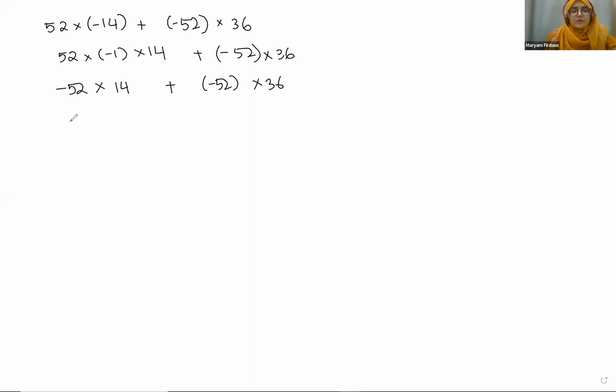Okay. So what did you take as common? So minus 52 multiplied by positive 14 plus 36. Very good. That will be minus 52 multiplied by, sorry, positive 20. What is 14 plus 36?